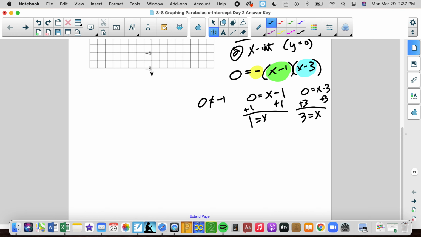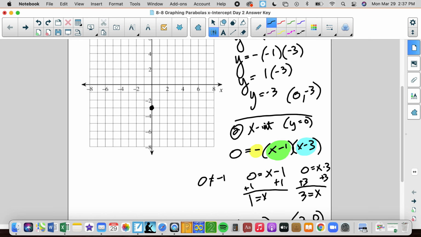Remember, we plugged in 0, so that would be my y value. When I plugged in 0, I got 1 for x, and when I plugged in 0, I got 3 for x. So let's graph those: (1, 0) and (3, 0). (1, 0) is here. (3, 0) is here. We know that our axis of symmetry is going to be between any 2 points. These just happen to be our intercepts. And so I know that the axis of symmetry will be the midpoint between those 2.